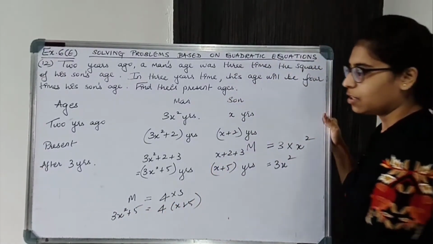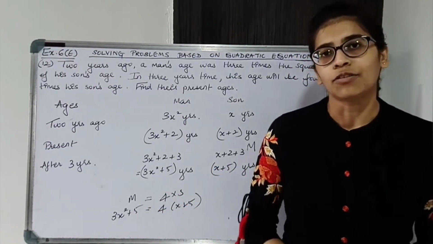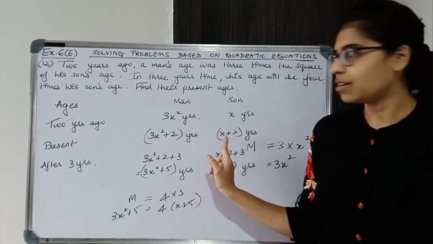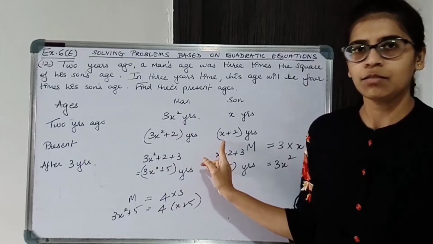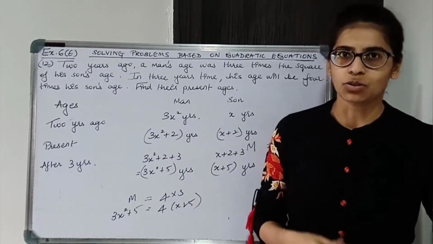We got a quadratic equation. We just need to solve this and find the value of x. Once you get the value of x, present ages easily मिल जाएगा. Just substitute the value of x in both these. Okay. So let us now write down the given in proper manner and start solving.